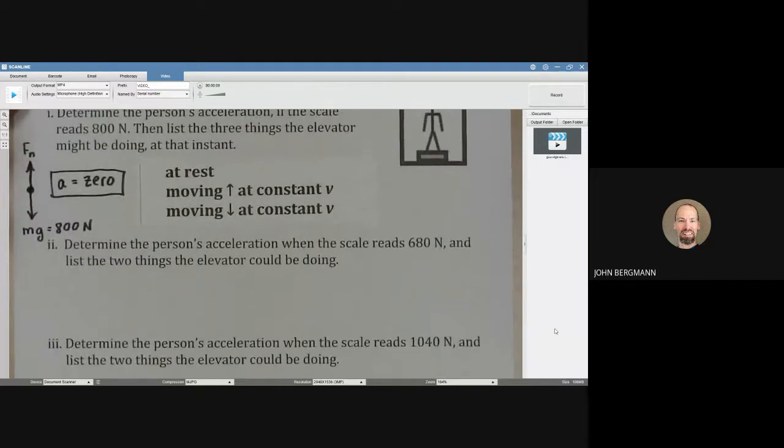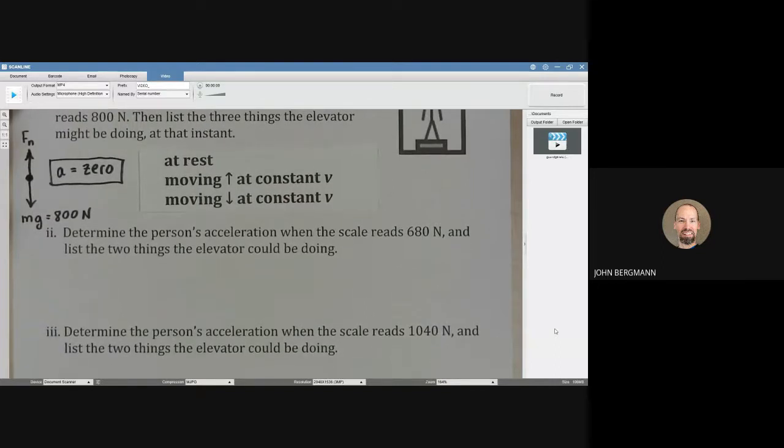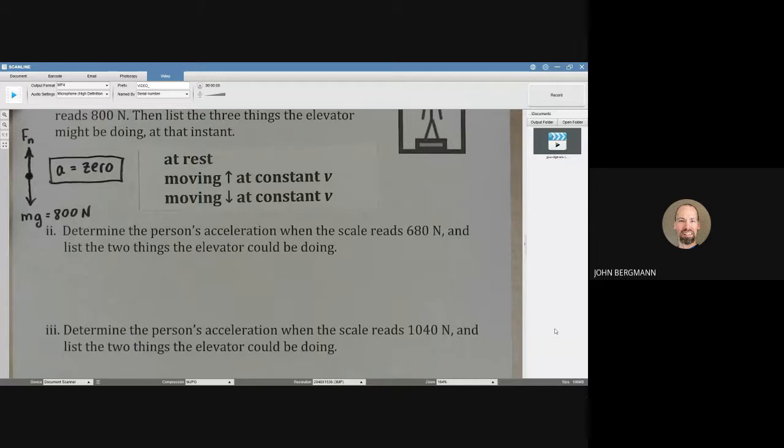Part 2 here. Determine the person's acceleration when the scale reads 680, and then list the two things that the elevator could be doing. Again, if we draw a free body diagram, mg downward was 800. And now we're told that the scale only reads 680 newtons.